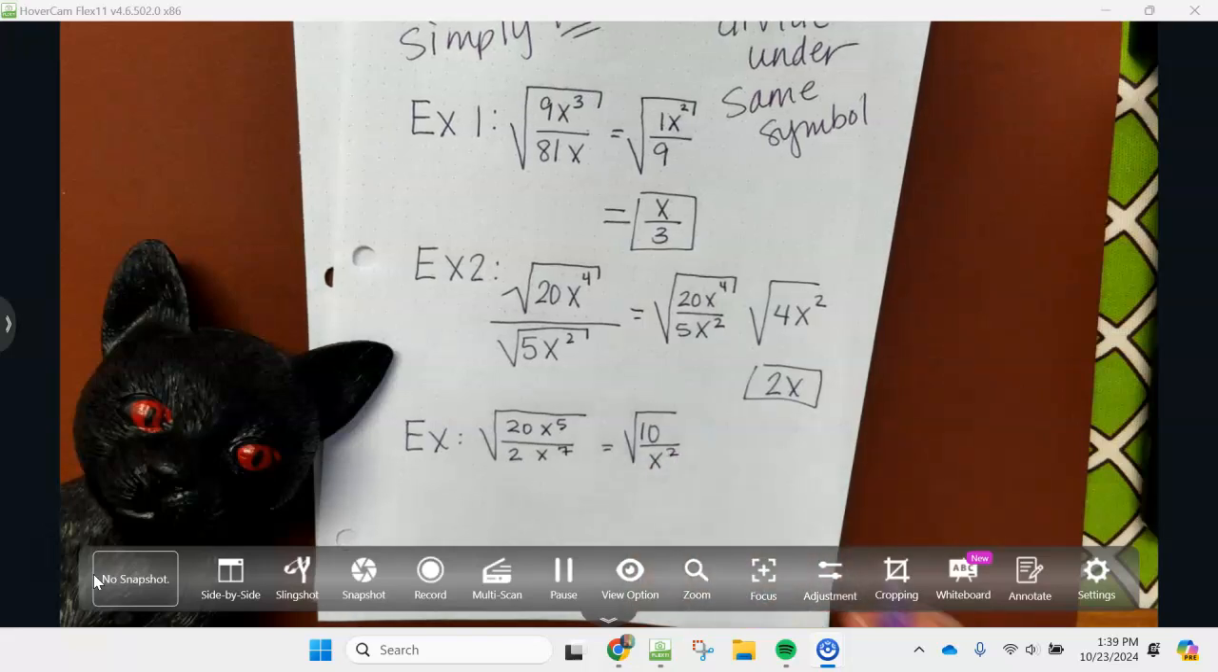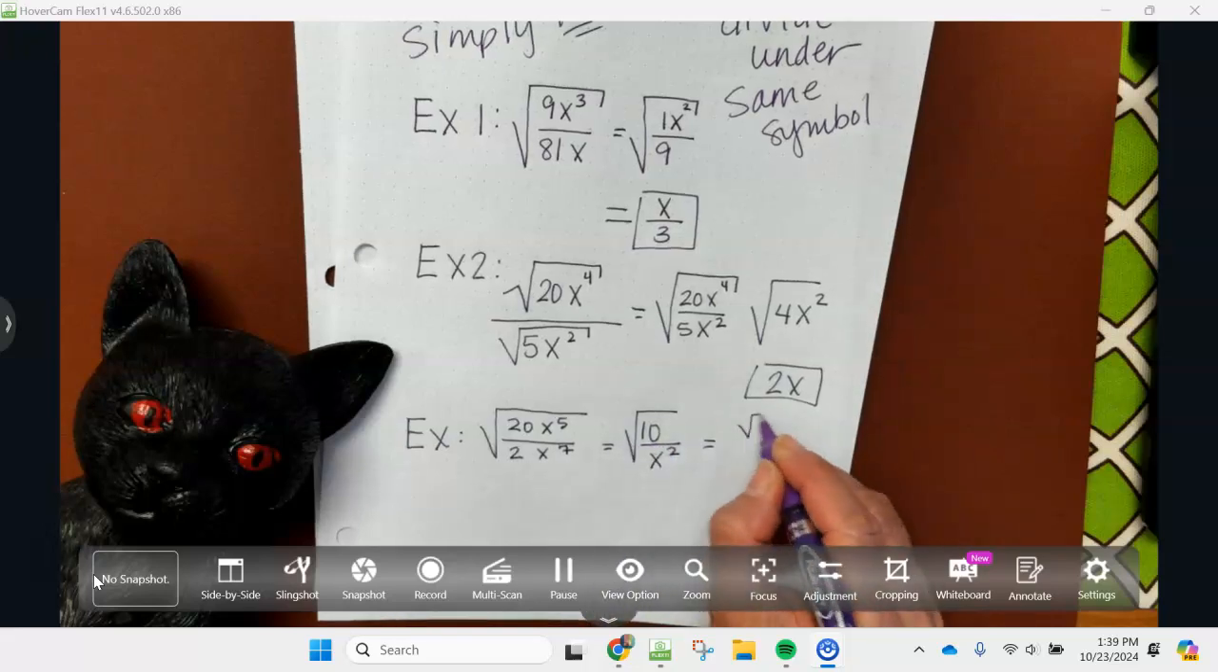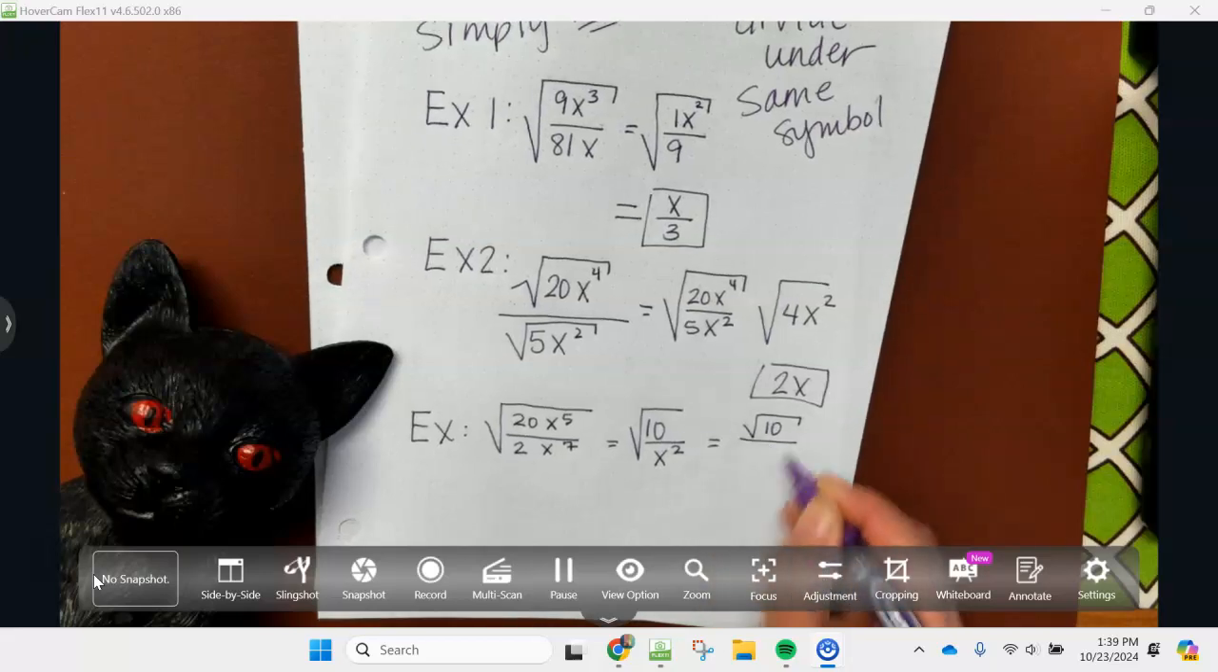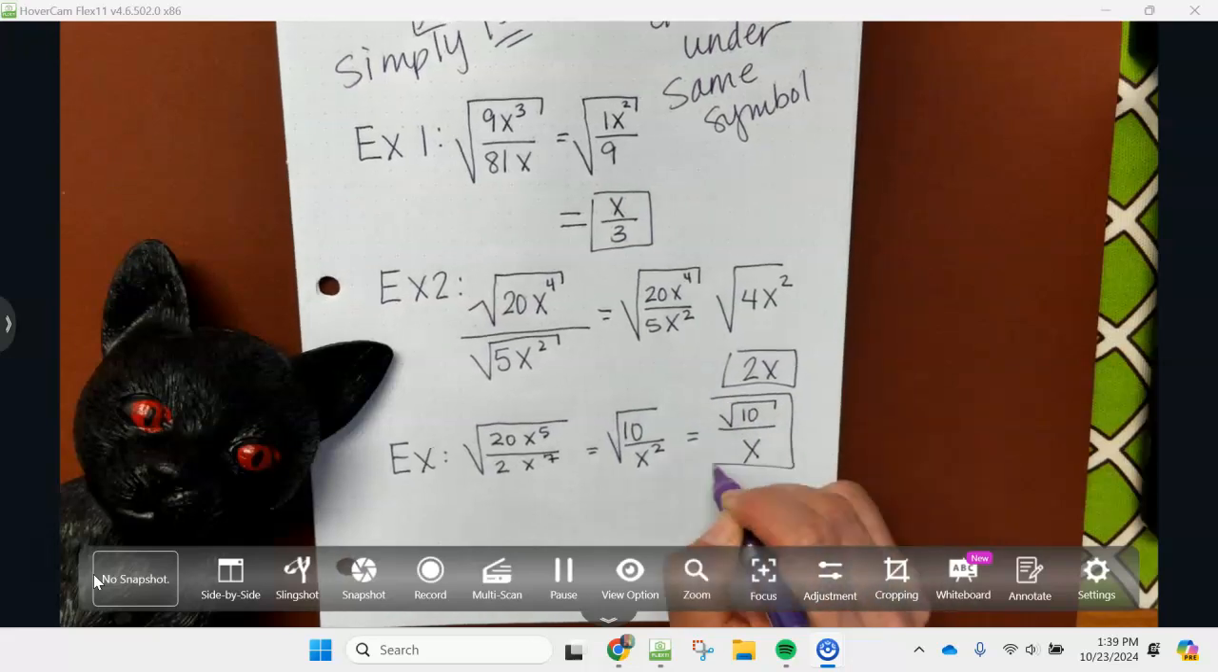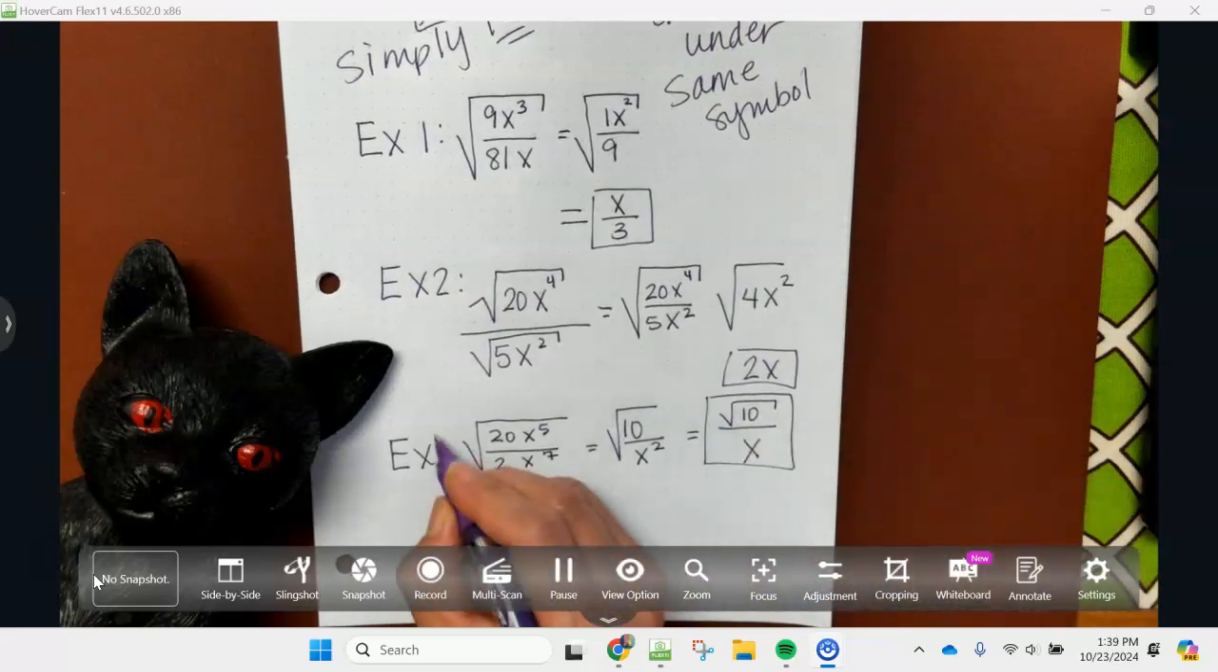So this final answer, now remember, there's no perfects hiding out in 10. That's just 5 times 2. So that's going to have to stay under there. But this is a perfect square, and that's going to simplify to just an x. Oh, and that was example 3.